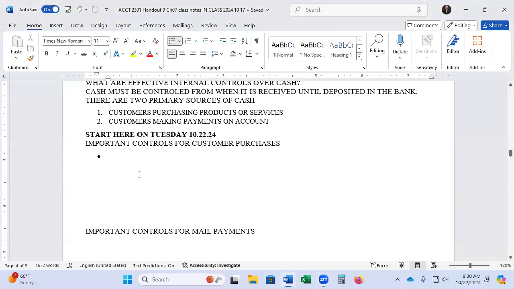Okay, good morning, everyone. We are picking up on Handout 9, Chapter 10, and we're just continuing our discussion. A lot of this we kind of talked about, but I just want to make sure that you're aware of the important controls for customer purchases.